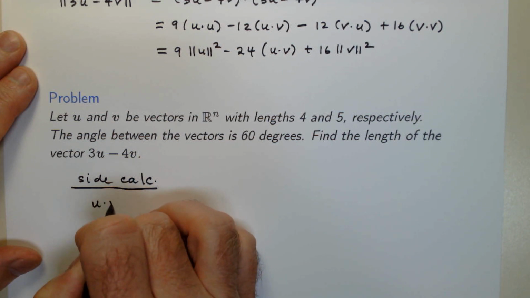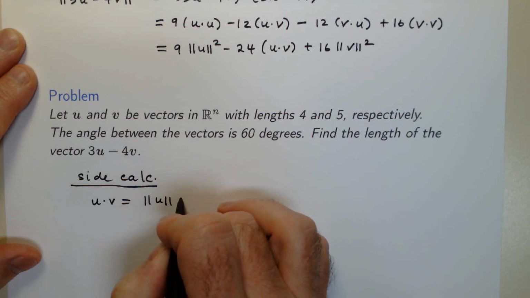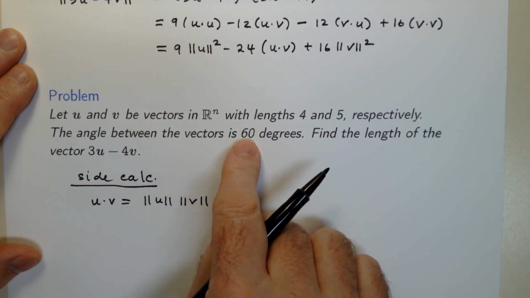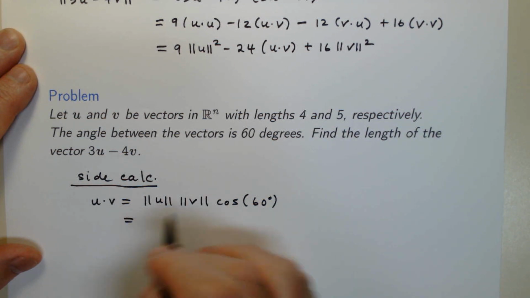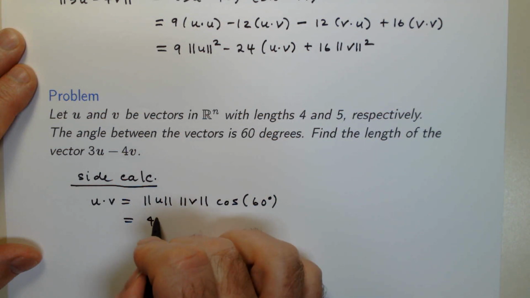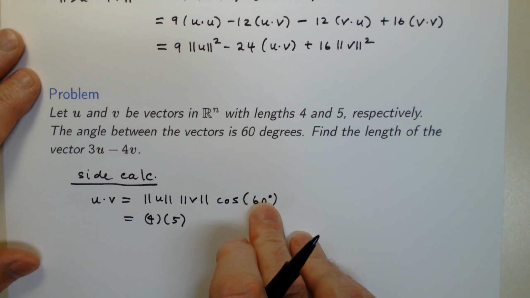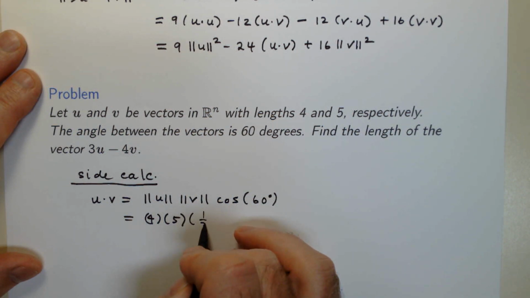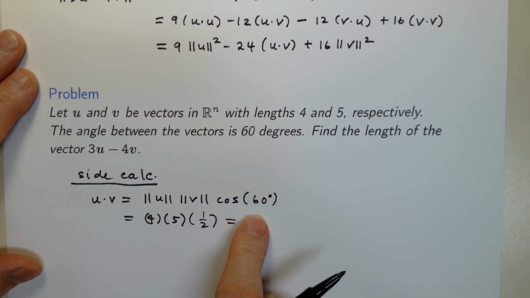So we know that u dot v can be expressed as the length of u, the length of v, and the cosine of the angle between them, which is given to us as 60 degrees. Okay, now we know the length of u is 4, the length of v is 5, and we know that the cosine of 60 degrees, that's one of the elementary angles, is going to give us a cosine of 1/2. And so u dot v is equal to 10.